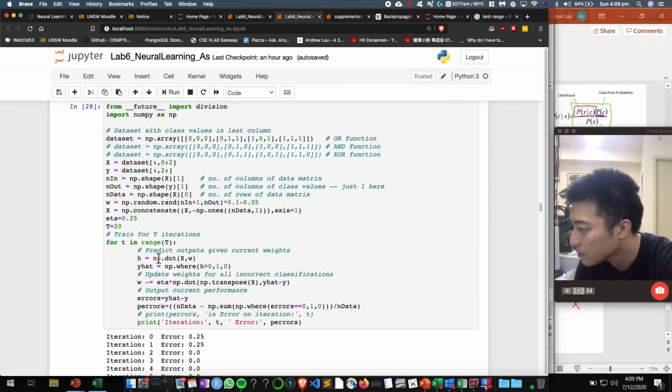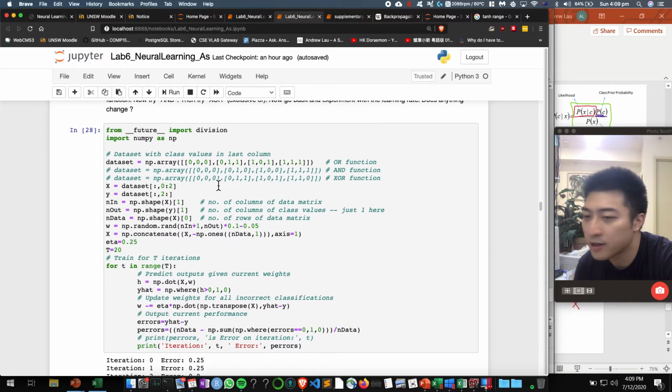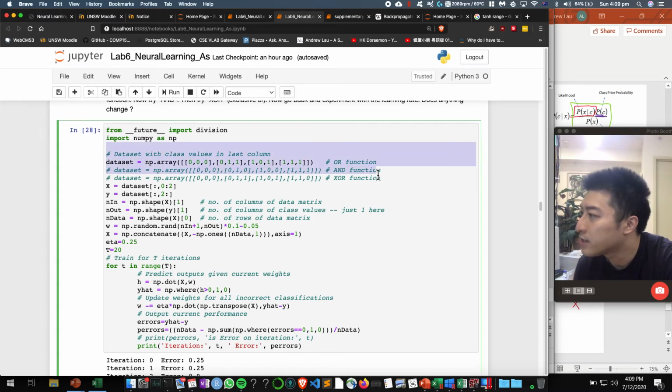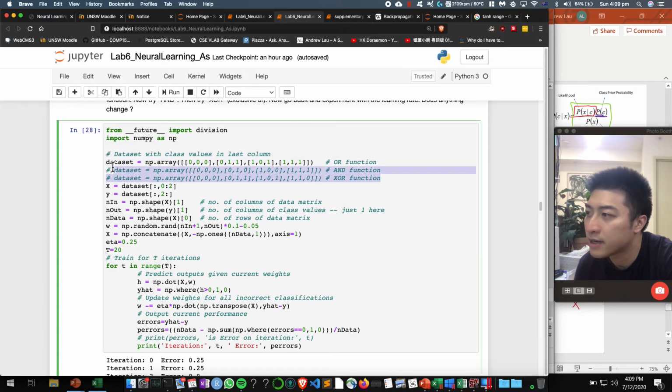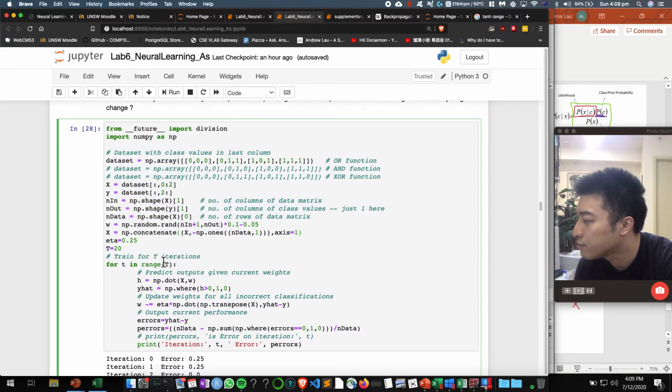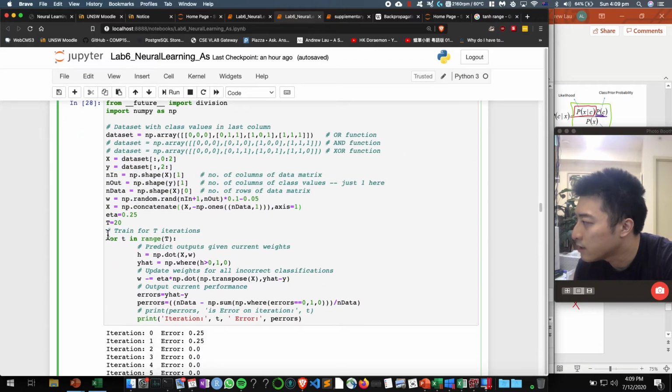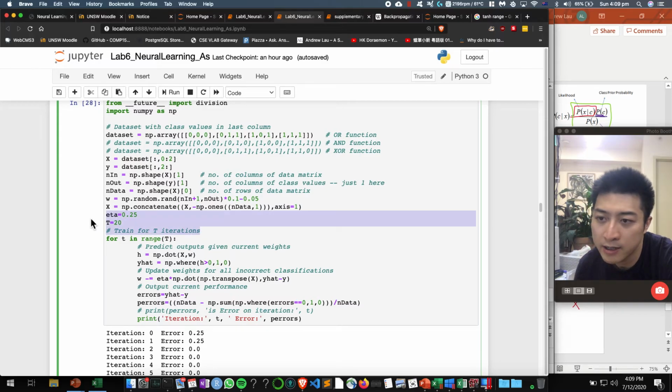Okay, so now we put everything together. We have our data set again. You can uncomment it to try the exclusive or and other functions. So here it is, and this is where we do the training with iterations. Before, we already knew the answer, but now we're saying, no, we need to learn it. How do we do it?